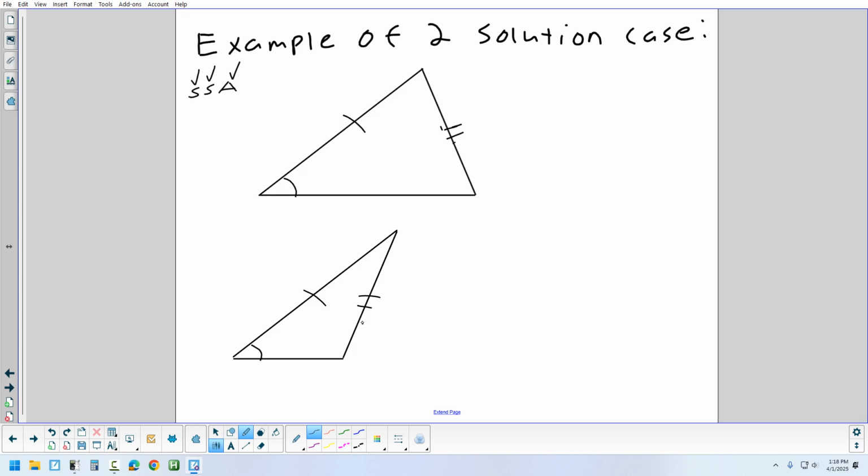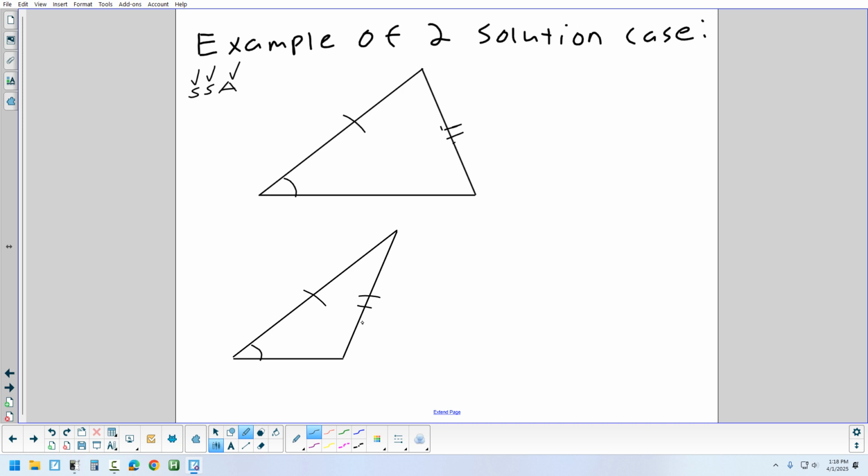There's no other way to do what I just did with any other type of problem. It's impossible. Side-side-angle is the only one it could happen with. And that's how it can happen. Any questions on that?